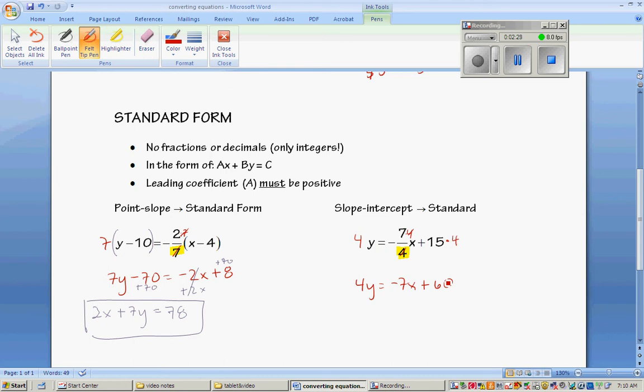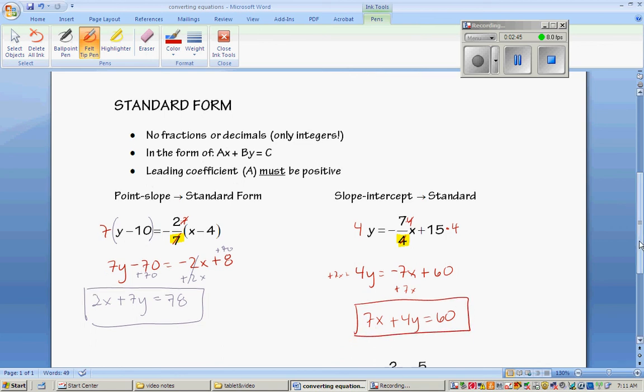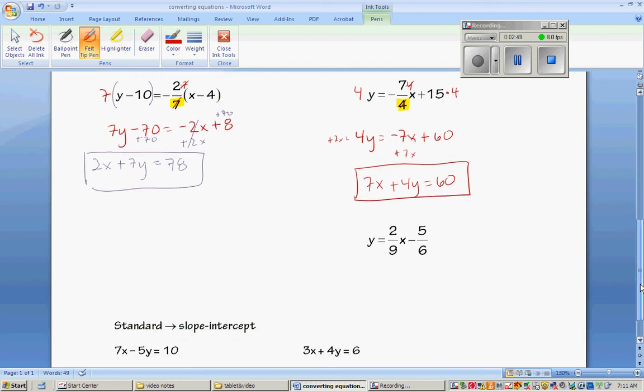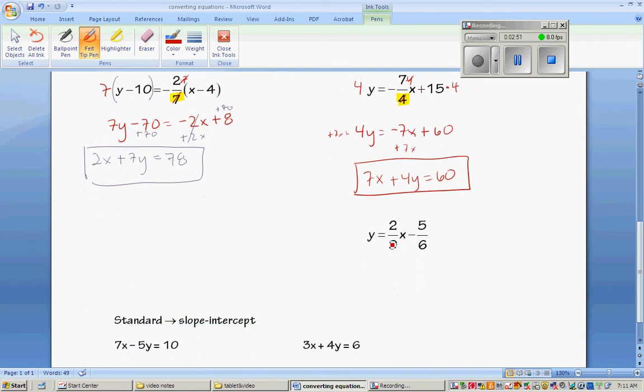Again, now just move that x to the other side. Add 7x to both sides, and we have 7x plus 4y is equal to 60. Now you might be wondering, what happens if x is negative? If you should encounter a negative problem like that, we're going to show you in this next little demonstration.